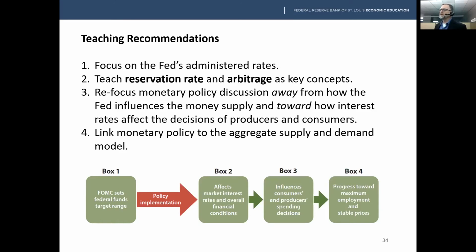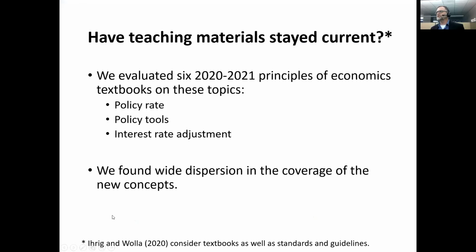But then you have two, three, and four, right? So box two, the federal funds rate and how that affects other short-term rates, and other rates throughout the economy and overall financial conditions. And number three, how that influences the decision-making process. This is a really good way to talk about economic literacy and the fact that it's all about consumers and producers making decisions. And then box four, how that moves the economy towards the Fed's dual mandate of maximum employment and stable prices.